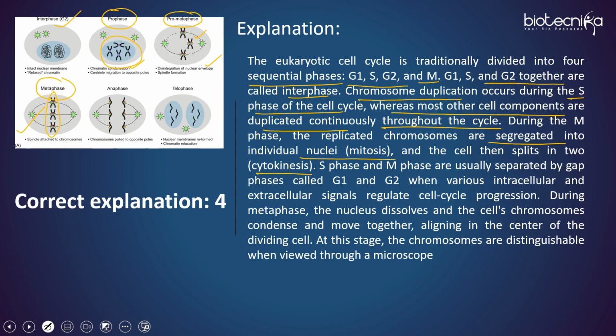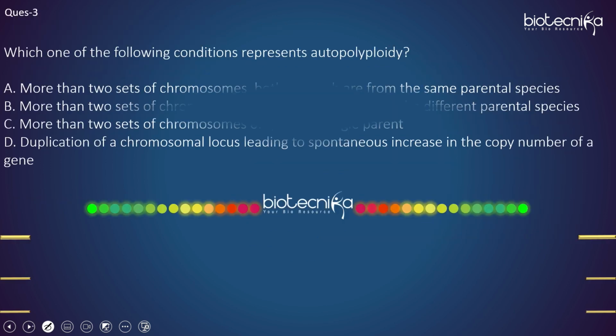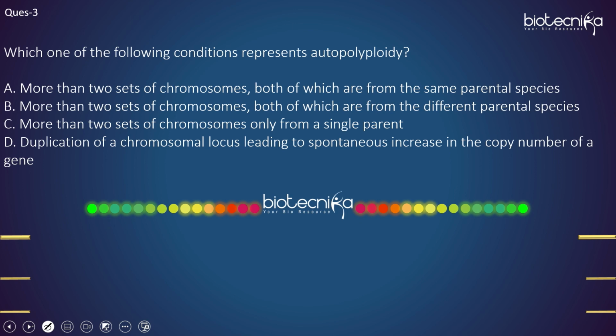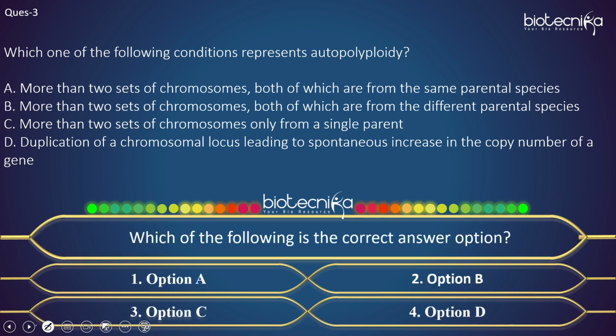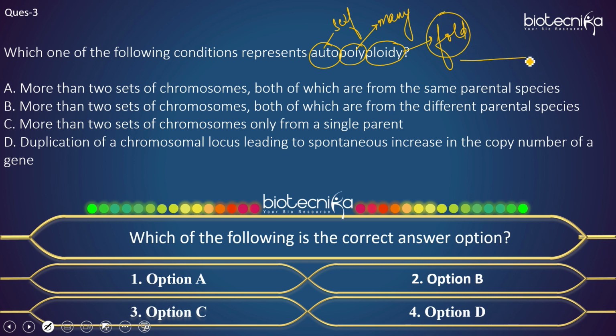So let's come to the last question of part B, that is question 3 in unit 2. Which one of the following conditions represents autopolyploidy? Now again this is a direct question. So here, auto stands for self, poly stands for many and ploidy stands for fold. Auto means self, poly means many, and ploidy means fold. It means many folds of something of the same species are present.